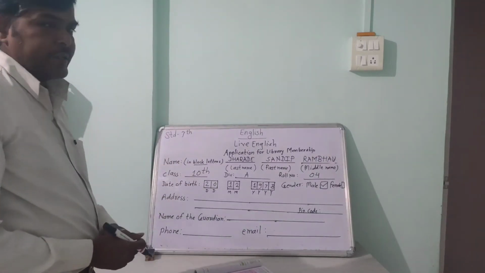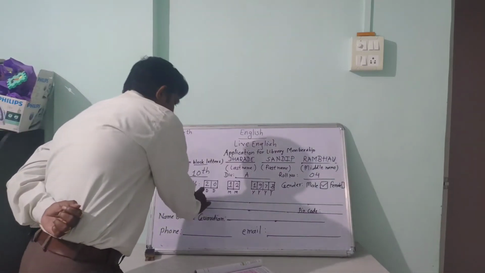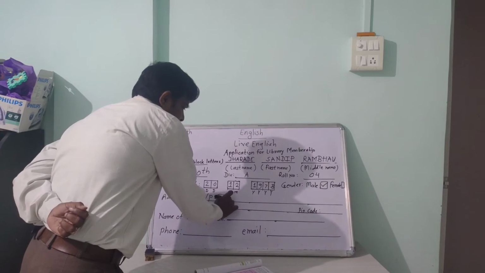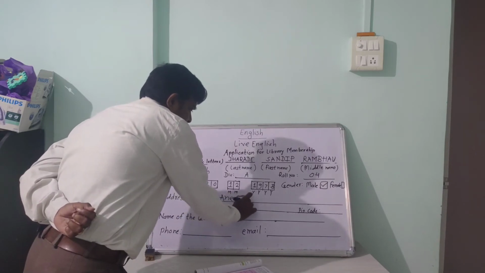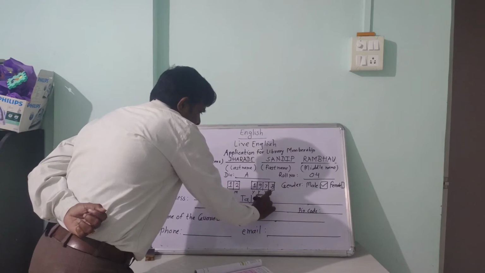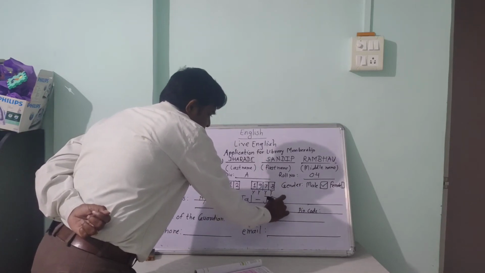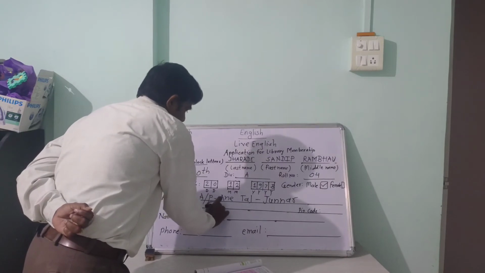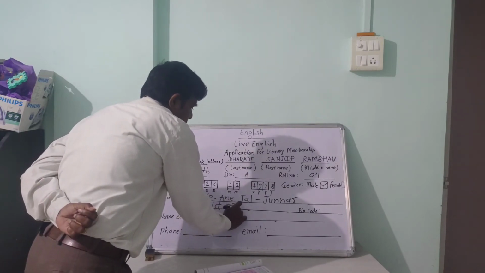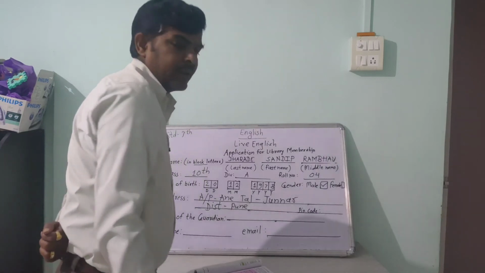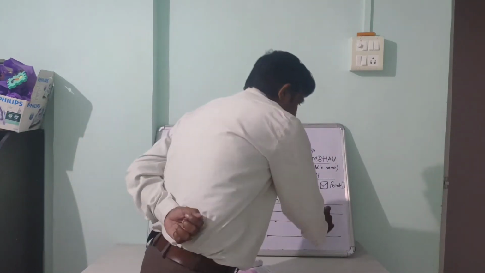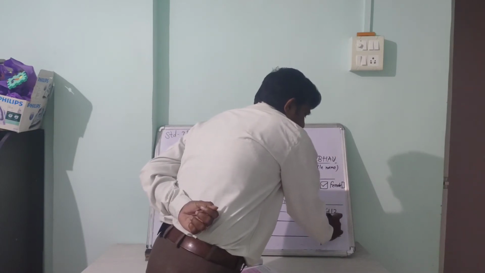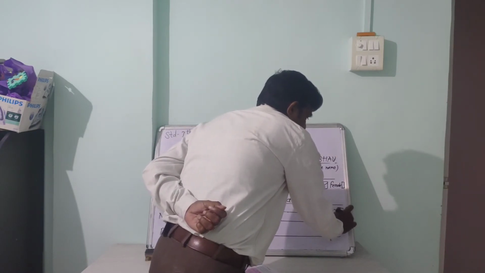Then address. So you have to write down once again at post a name, taluka, Junnar, district, Pune. Then look at the last one, pin code, 412410.